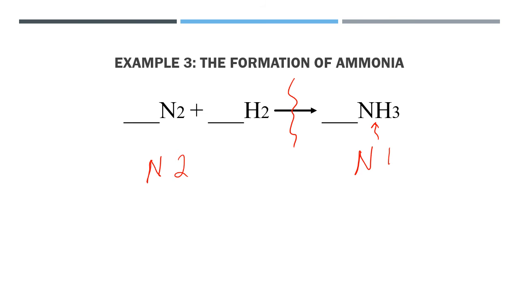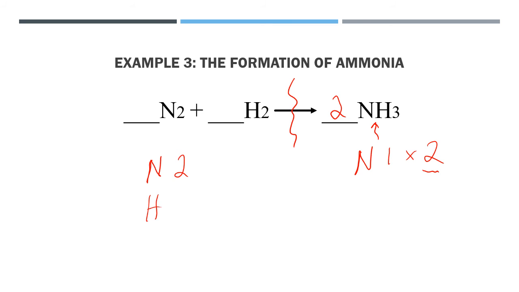Well, right off the bat then, the very first thing, nitrogen is not balanced. So I have to ask myself, what do I have to times 1 by to get 2? And of course the answer is 2. So that is the number that needs to go in for the coefficient. That makes 2 nitrogens on both sides.